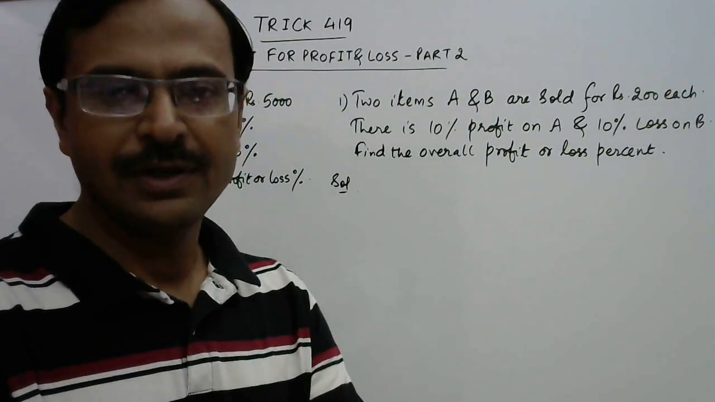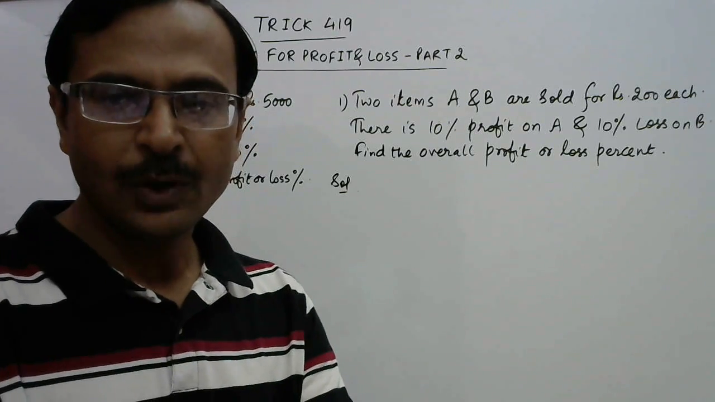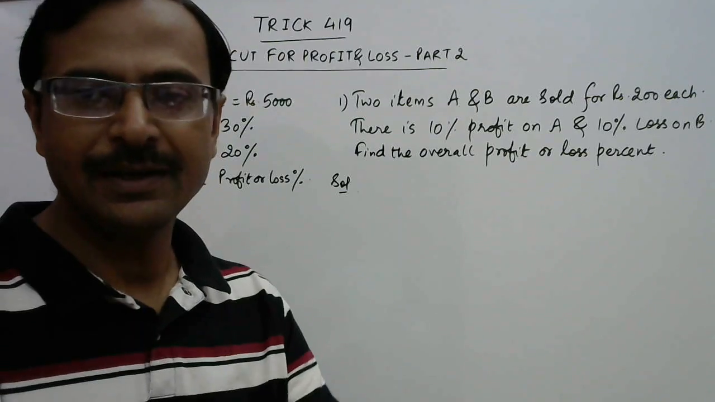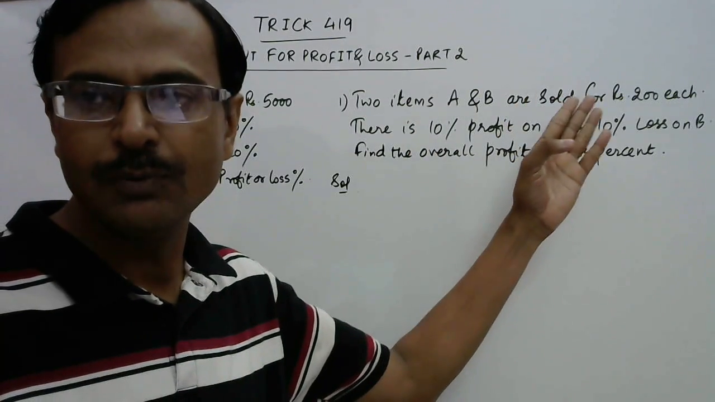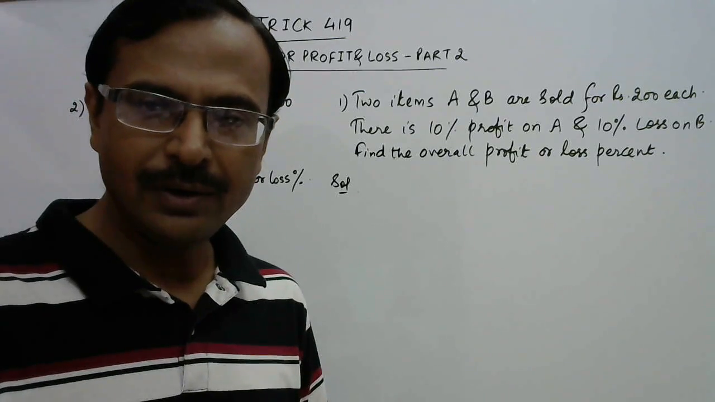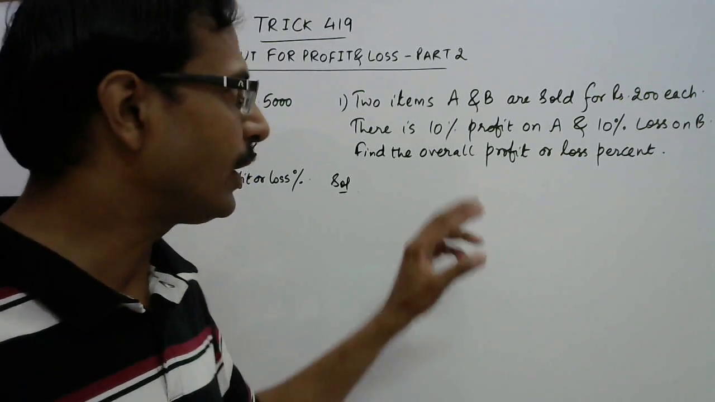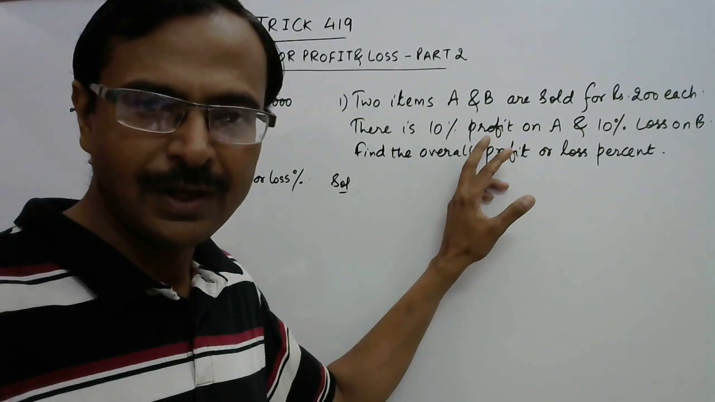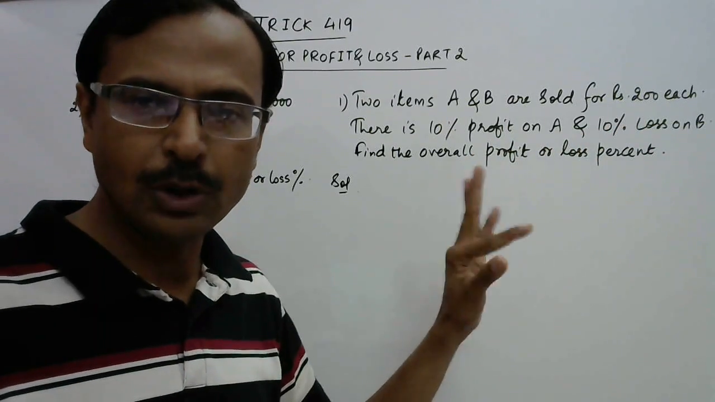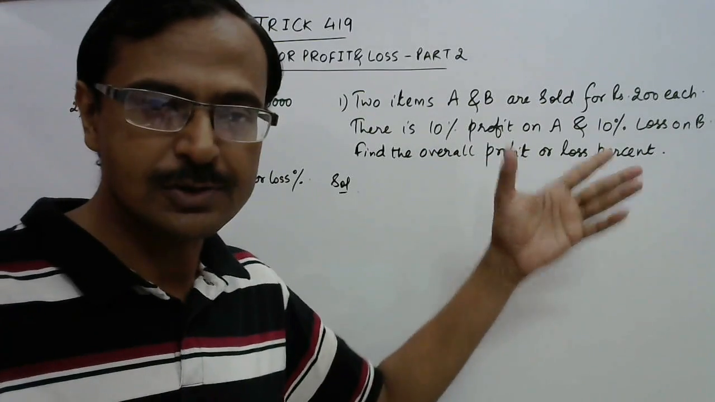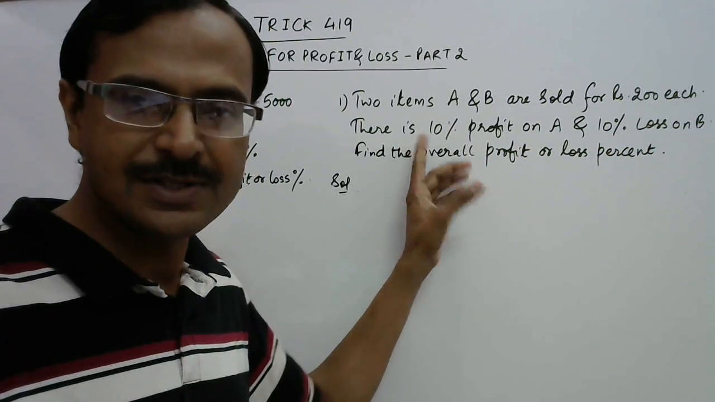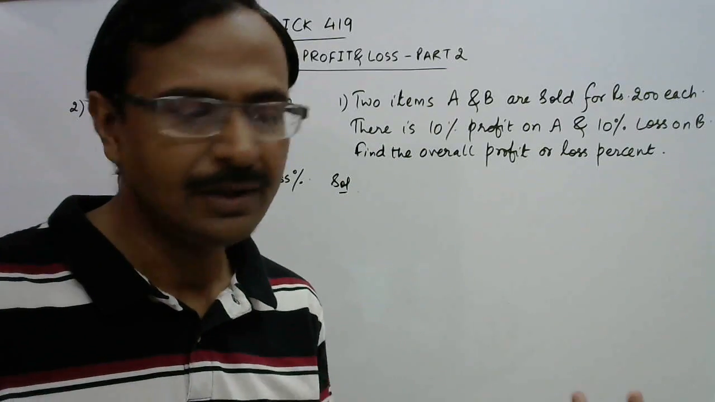In this question, you have two items whose selling price is same. Like here, two items A and B are sold for rupees 200 each. On one of the items, you have a particular percentage profit, and on the other, you have particular percentage loss. It can be both loss also, it can be both profits also, or profit on first, loss on second, loss on first, profit on second. So it can be anyway given in the question.